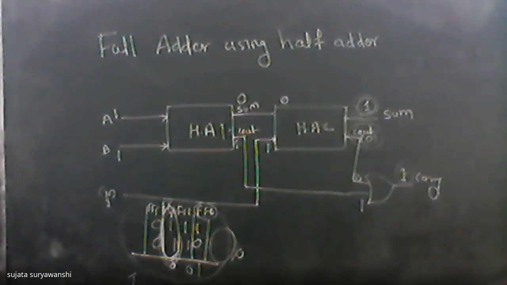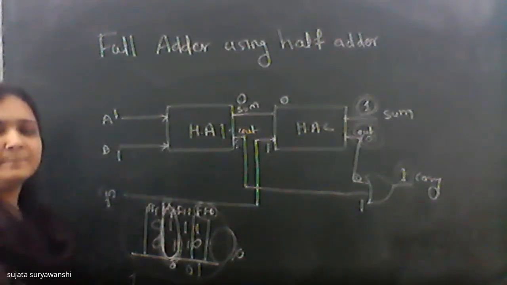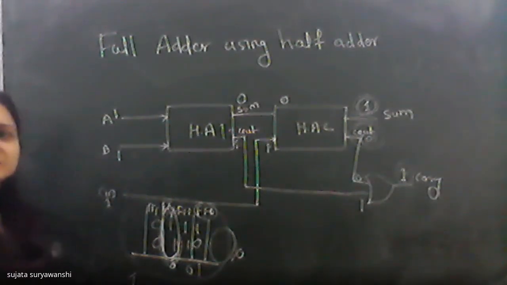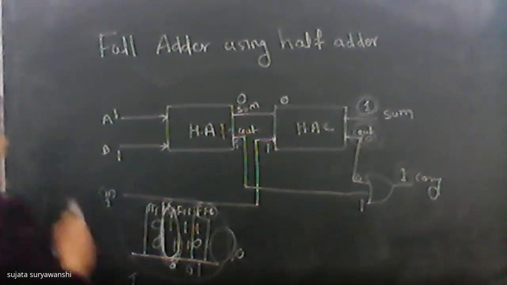So now we'll see that a full adder can be implemented using two half adders. Just draw this diagram. Have you completed that diagram? Okay. So we'll see how to design a full adder using two half adders with the help of logic gates.